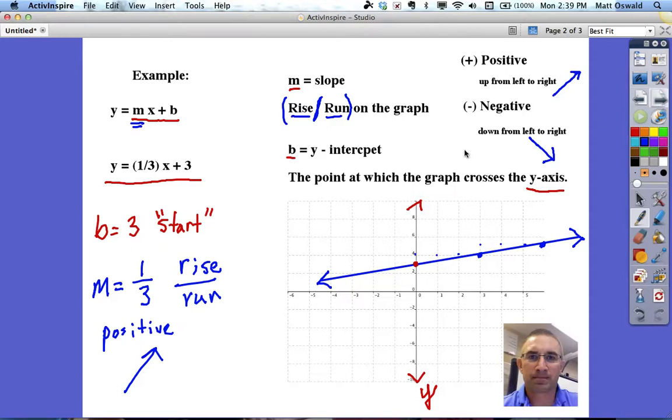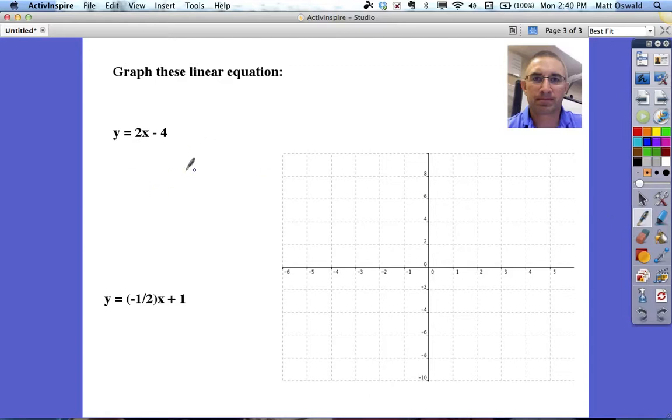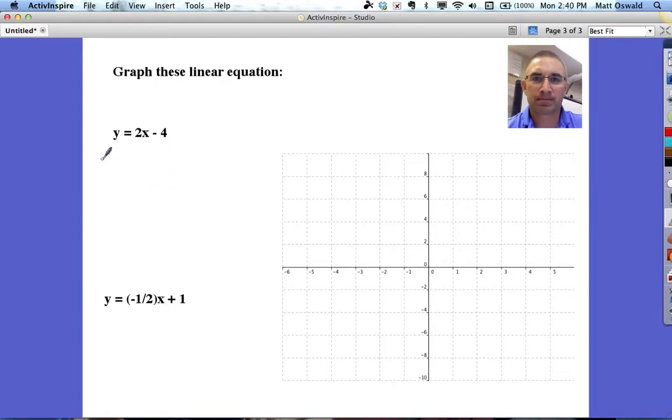Let's take a look at a couple more examples to finish up. First of all, y equals 2x minus 4. Again, always start with the y-intercept. What is the constant that's added on at the end of the equation? In this case, because it's minus, we have a negative 4. Remember, on a graph, the y-axis is up and down, so I'm going to go to negative 4, make my starting point, come back to the equation and find m.